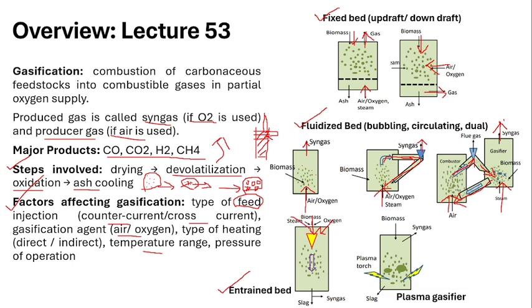And now if you want to supply steam, steam is also fed from the top. Everything is fed from the top. After the complete conversion, the slag and the syngas are collected at the bottom. So here the syngas is collected from the bottom.